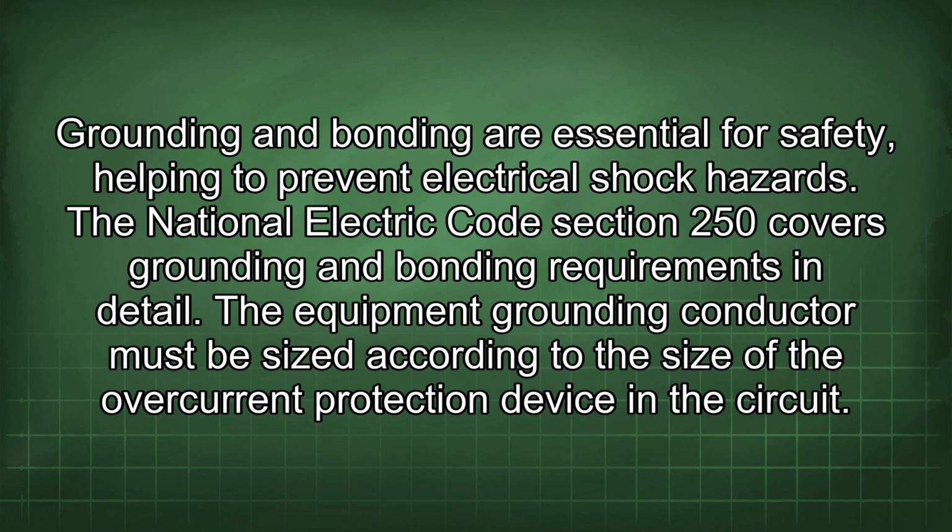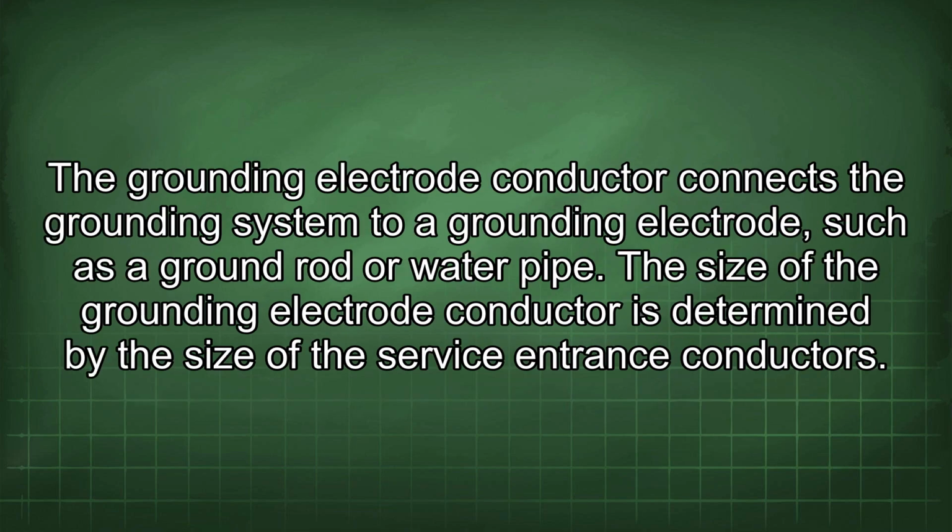The National Electric Code Section 250 covers grounding and bonding requirements in detail. The equipment grounding conductor must be sized according to the size of the overcurrent protection device in the circuit. The grounding electrode conductor connects the grounding system to a grounding electrode, such as a ground rod or water pipe. The size of the grounding electrode conductor is determined by the size of the service entrance conductors.